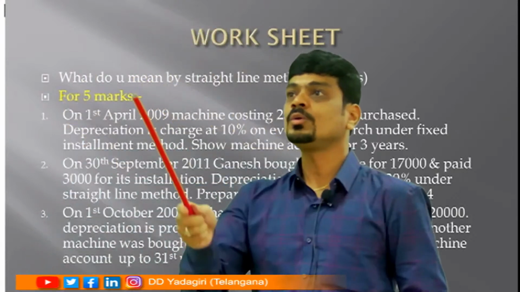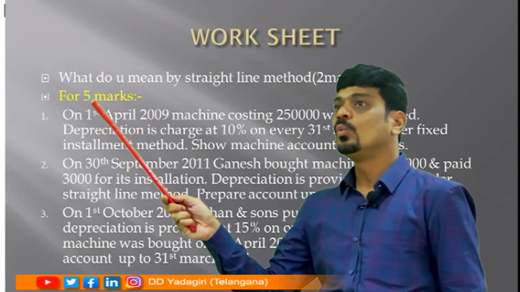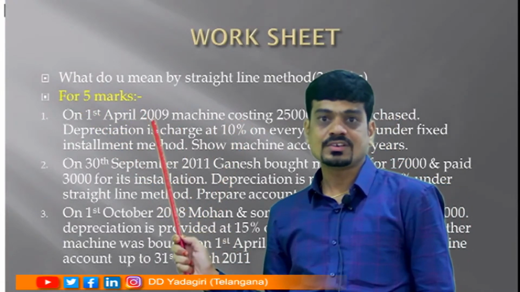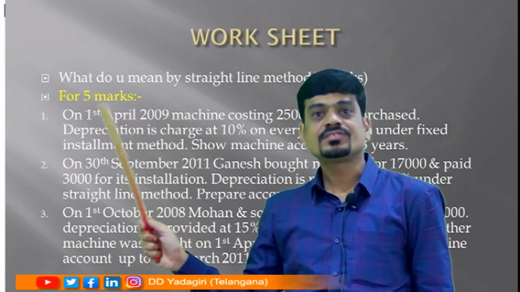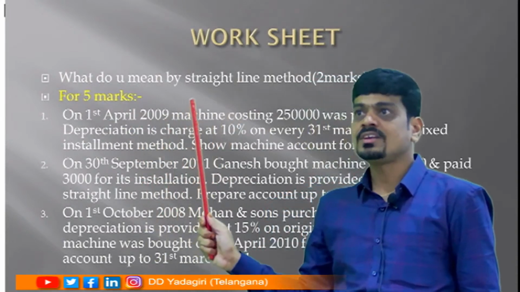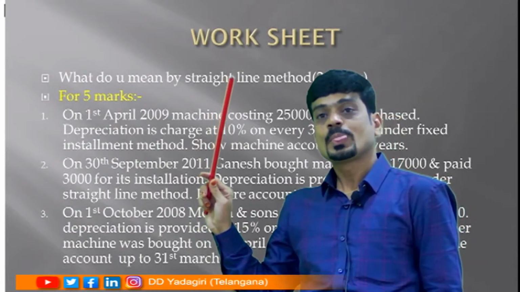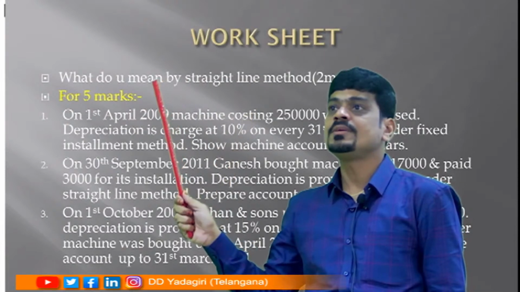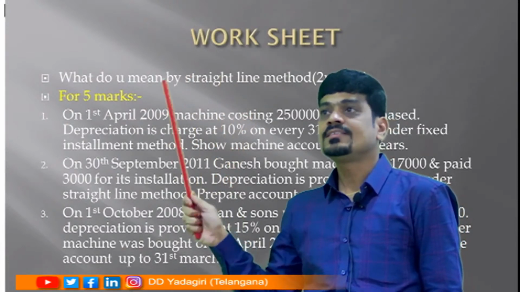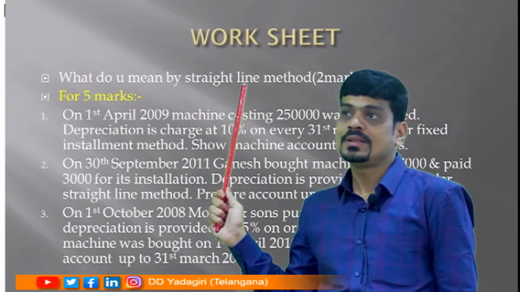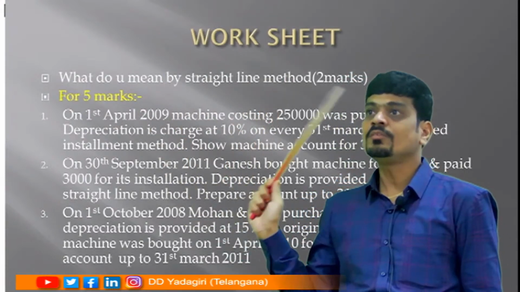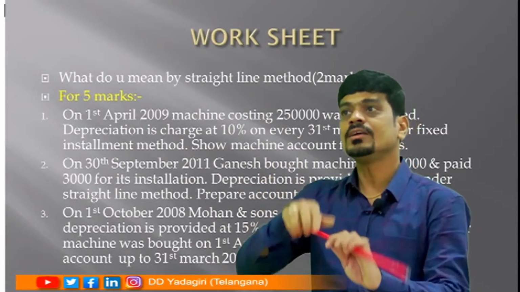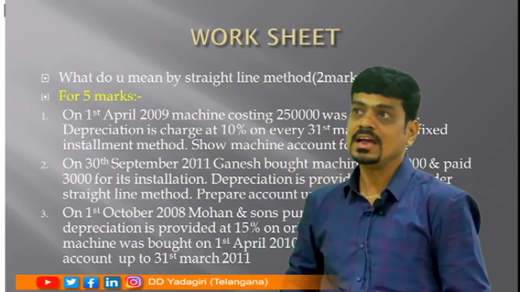For 2 marks, what can you expect? We can expect: what do you mean by straight line method? In the sense you are asked to write the theory of the straight line method. The same question they can twist also. Instead of asking straight line method, the examiner may say original cost method, or fixed installment method. The answer will be the same. You have to review your slides and see the answer.